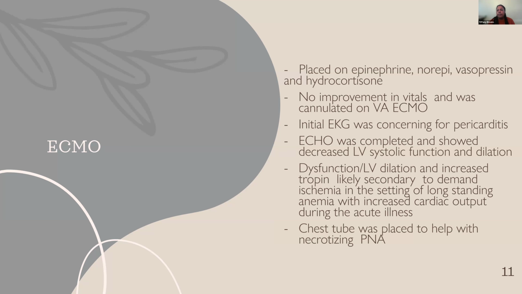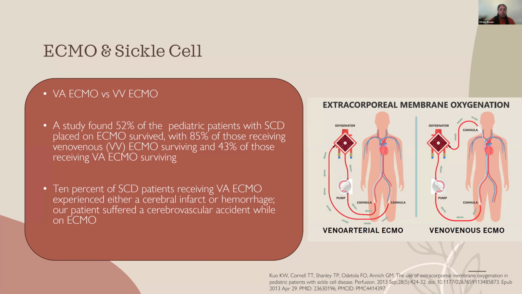She received epi, norepi, and vasopressin, but still was declining. So she was placed on VA ECMO. Initial EKG was concerning for pericarditis, and they also got an echo, which showed decreased LV systolic function and dilation. It was presumed that the LV dilation was most likely secondary to her longstanding anemia and was worsened in the setting of acute illness.